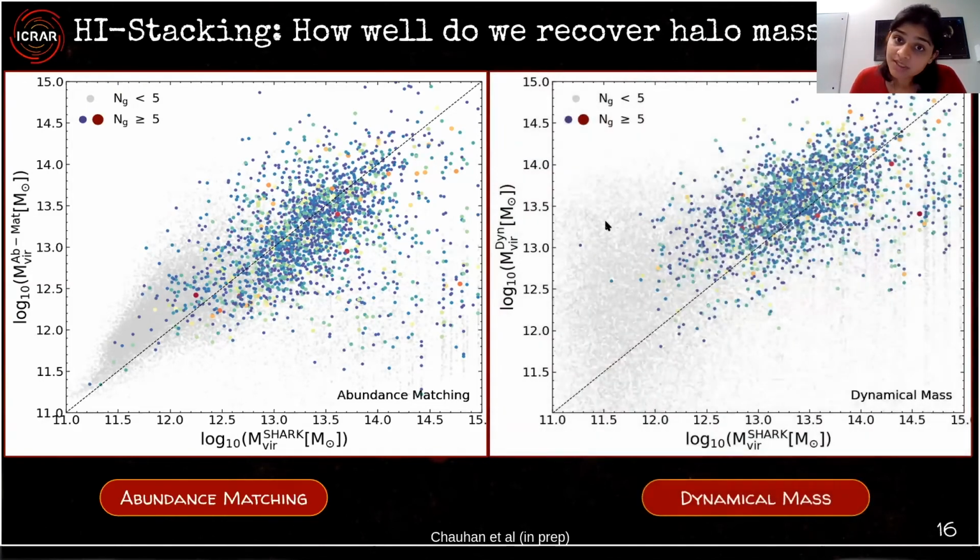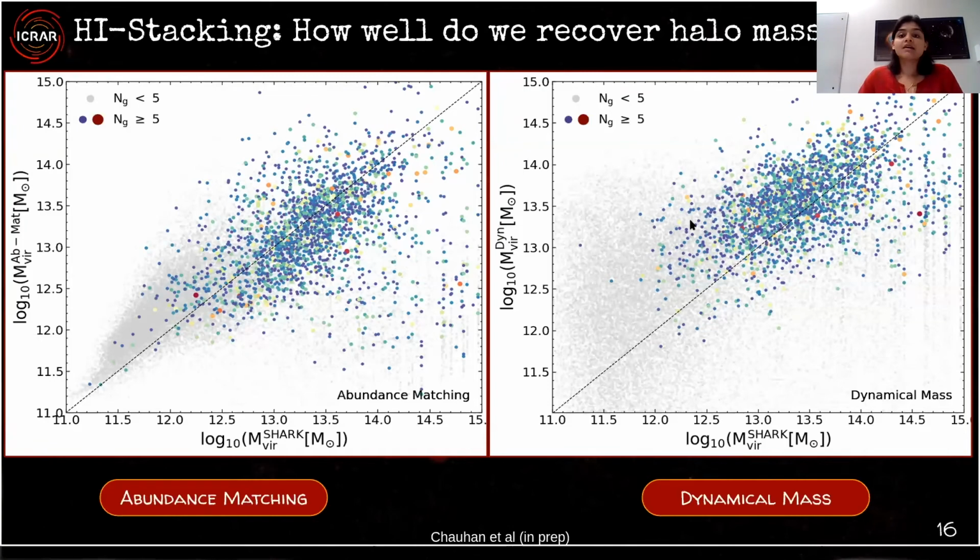When we do the same thing with the dynamical mass estimates over here, we find again a very large scatter for galaxy groups with less than 5 galaxies in it. But as we move towards higher membered groups, I would say we find that the scatter is tighter as compared to the abundance matching technique. So both have their pros and cons, but it seems like the way the halo mass is estimated is playing a very huge role in determining the shape of the HI halo mass scaling relation that we normally see.